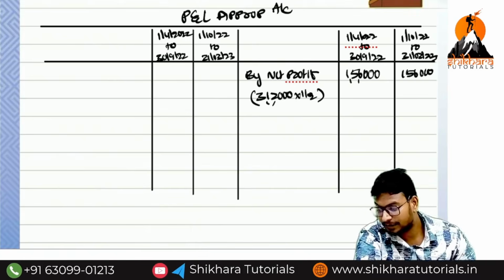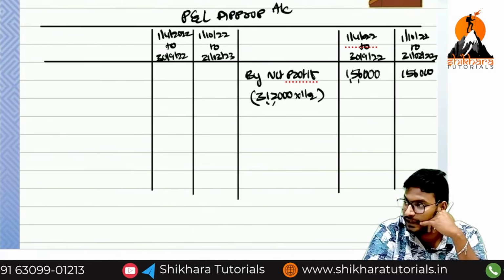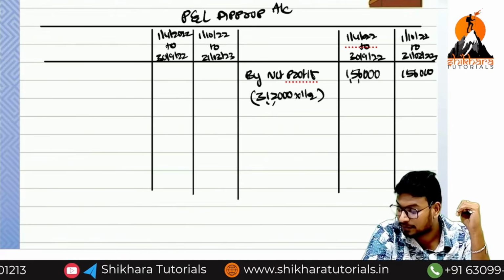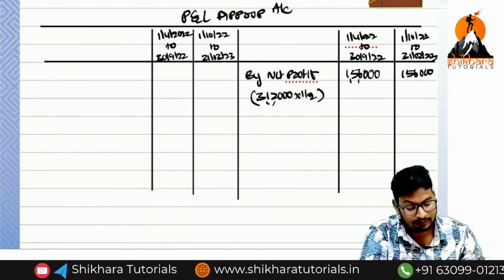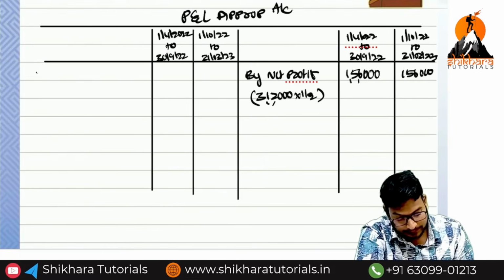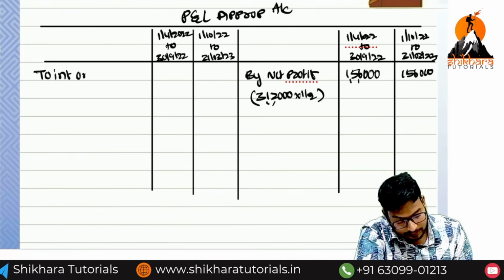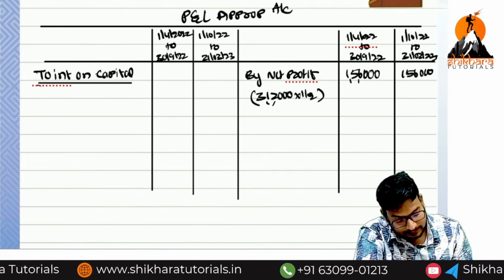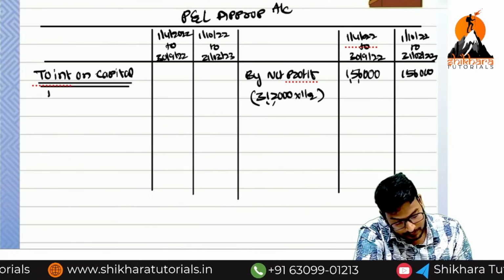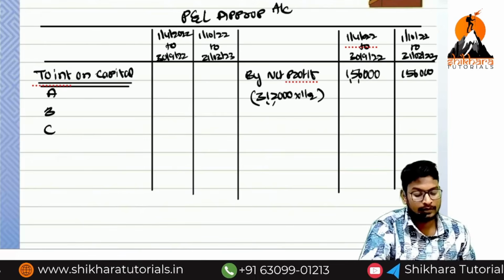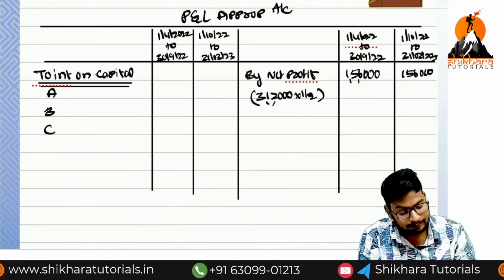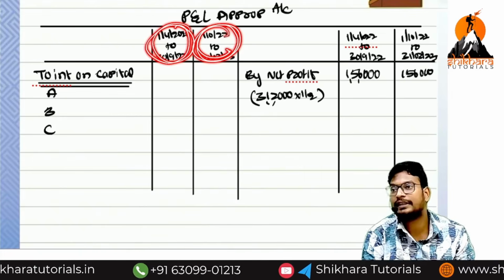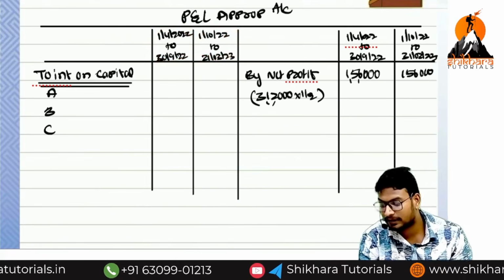From here, what do we need to give? This is the profit before charging interest. So we need to give the interest on capital. Who are the partners? A, B and C. A, B and C will get the interest on capital in the first period. But in the second period, only A and B will get the interest on capital because C will not be there.